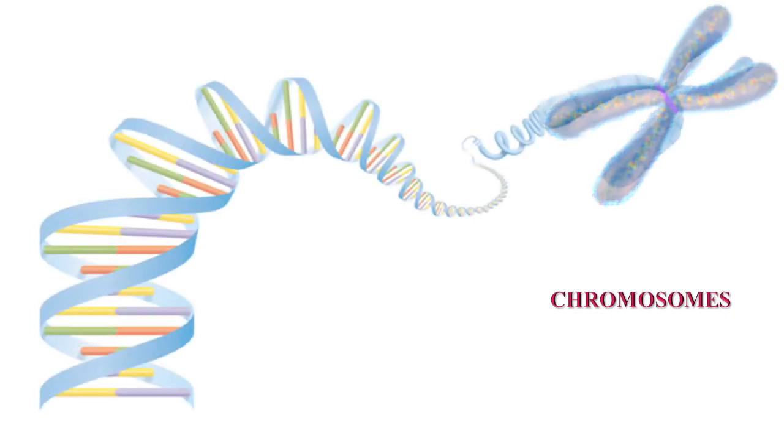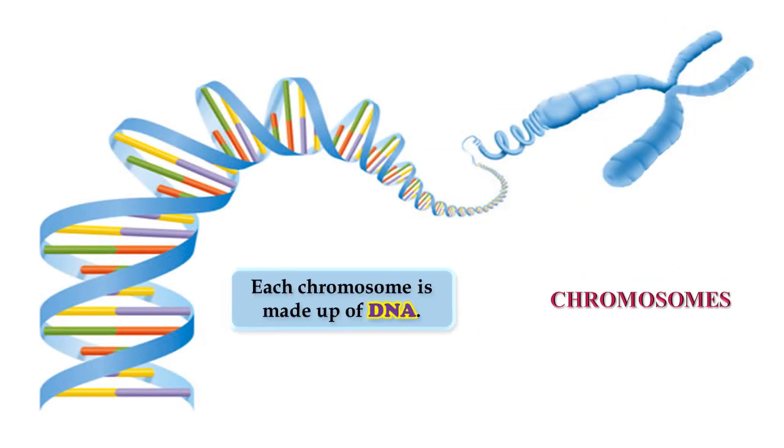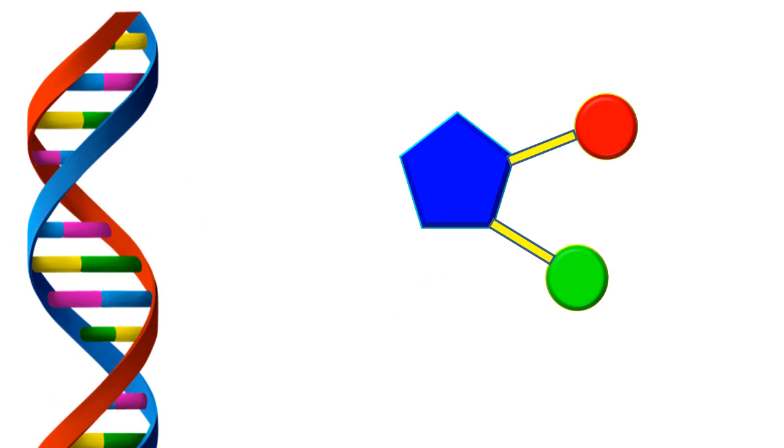Now the next question is, what are these chromosomes made up of? If you zoom into the structure of the chromosome, we come to know that they are made up of DNA. Each chromosome is made up of DNA. The full form of DNA is deoxyribonucleic acid. The functional unit of DNA is called a gene.